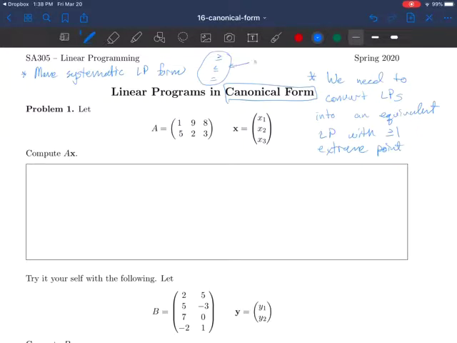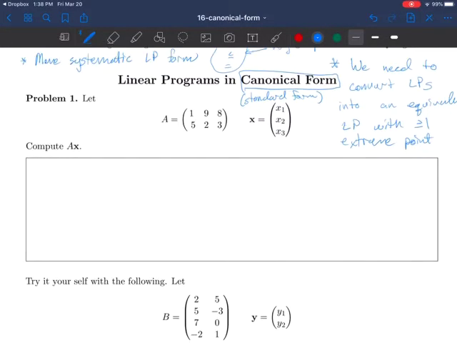And instead, we're going to go to a form which really has a very nice form. So this is also sometimes called standard form in other textbooks. And I believe the second edition of this textbook is going to switch it to standard form. Anyway, we're going to start with some linear algebra. So we have to compute a matrix vector product. This is just review of linear algebra.